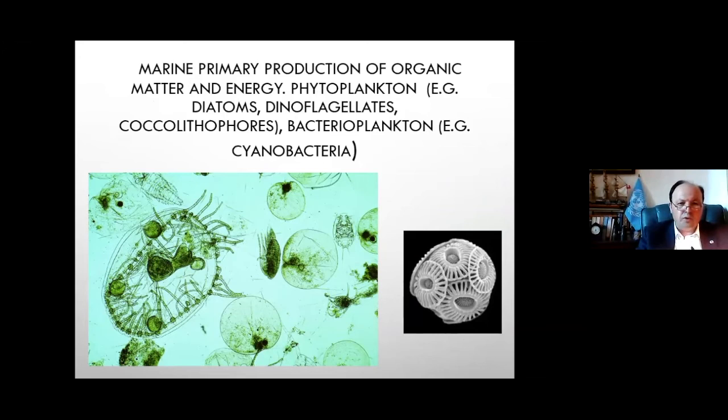And this is called marine primary production of organic matter and energy. This is the first level of food production in the oceans, and it is going to feed the rest of the trophic levels in marine life. We focus on phytoplankton, particularly common, in the billions of them. Diatoms and dinoflagellates are very, very important.